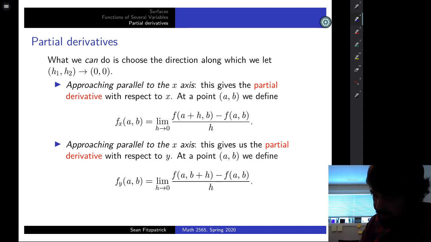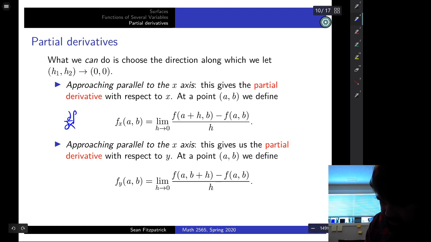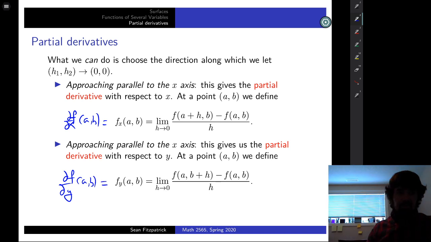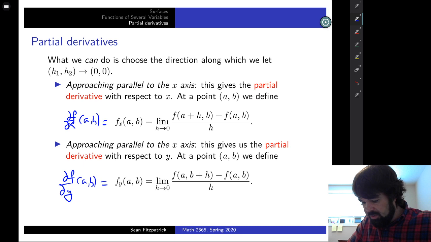Okay. The other notation that you'll see for them, you'll also see this notation, these curly d's: df/dx at (a, b), and df/dy at (a, b). So you'll also see that curly d notation for partial derivatives.